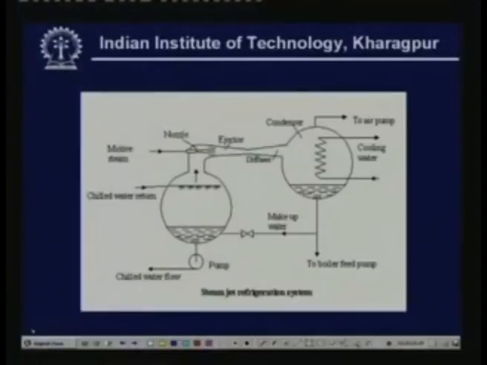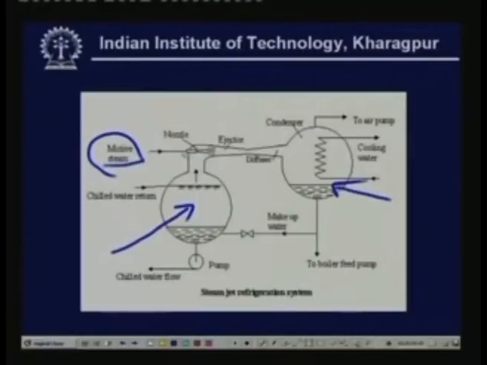Let me explain the working principle of this. This is a typical steam jet refrigeration system. What we have here is an evaporator drum and a condenser drum. So, this is a condenser drum and this is an evaporator drum. This evaporator drum consists of water and this condenser drum also consists of water, and the motive force or the prime energy input to this system is in the form of motive steam. Motive steam means high pressure steam.